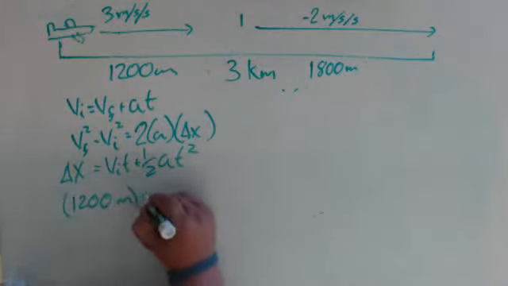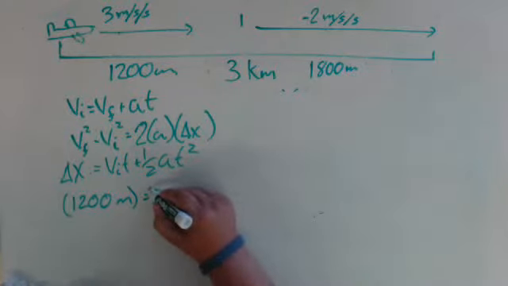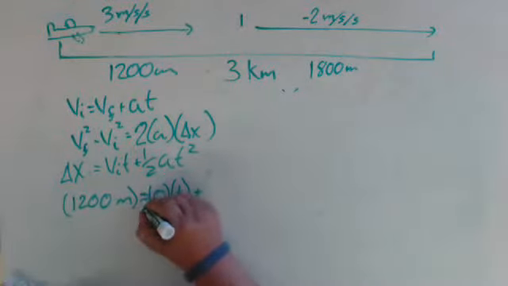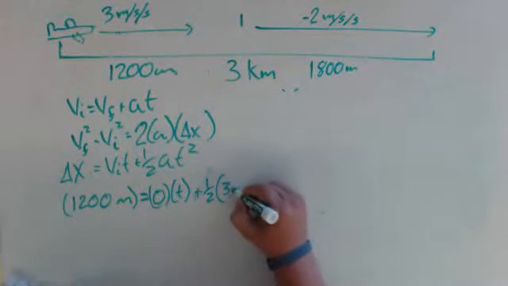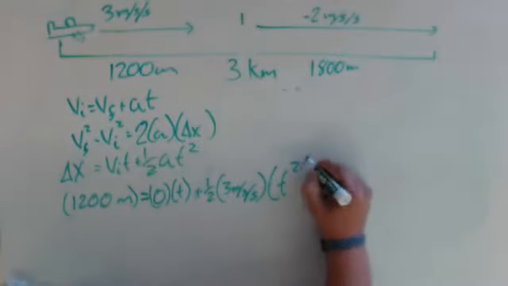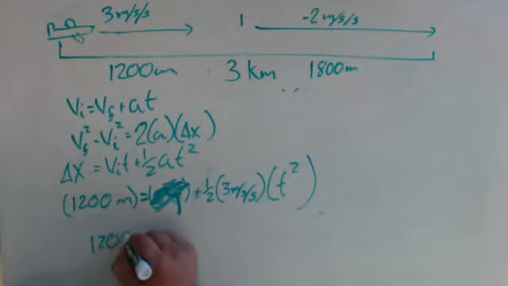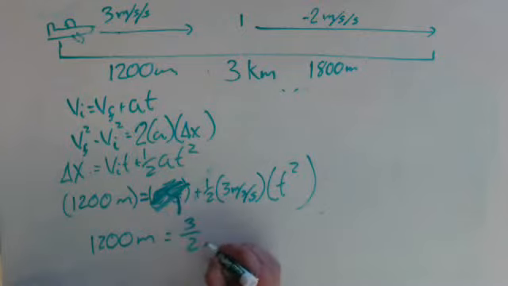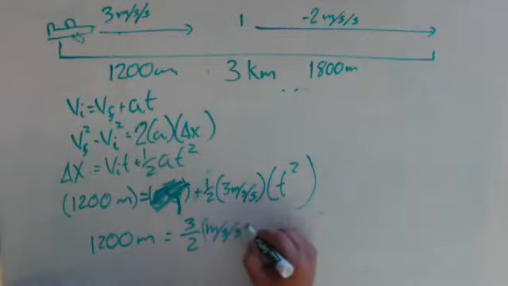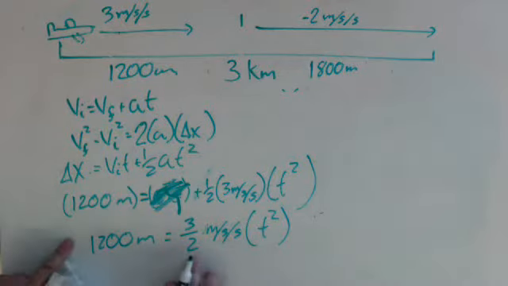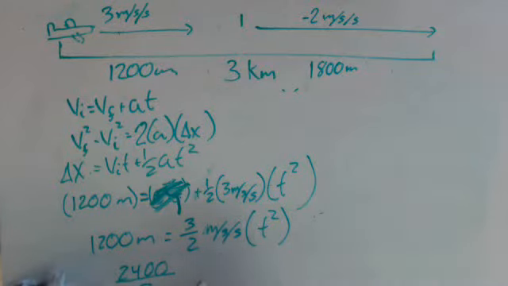1,200 meters is equal to my initial velocity, which in this case is 0, times t, plus 1/2 times 3 meters per second squared times t squared. This term goes away. I'm left with 1,200 meters is equal to 3/2 meters per second squared times t squared. Bring that over to the other side. I've got 2 times that, which is going to give me this divided by this, and that's going to be seconds squared is equal to t squared.